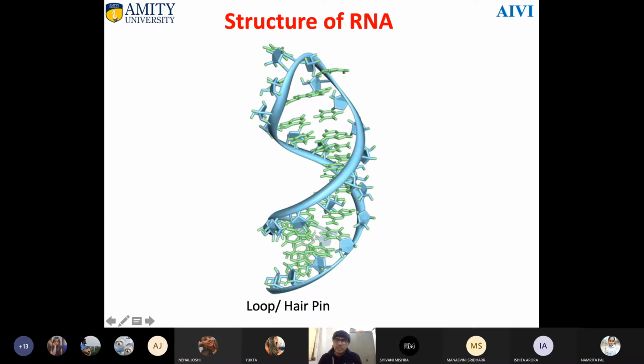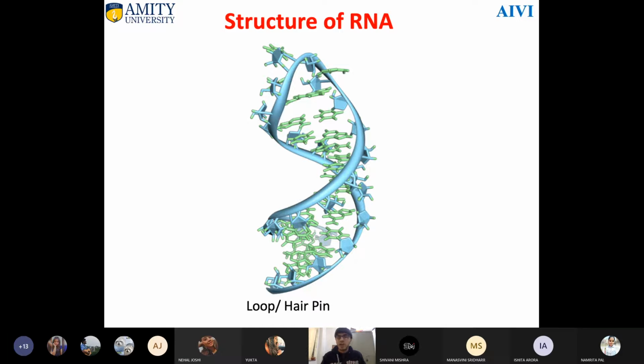Structure-wise, these RNA are single-stranded, but an internal double strand is possible because they are nitrogenous bases. Wherever they find complementarity, they can make a double-stranded region. So why is RNA not double-stranded? RNA is only formed after transcription. Without transcription, RNA can't form, and only one strand is transcribed. That is the reason why RNA remains single-stranded.